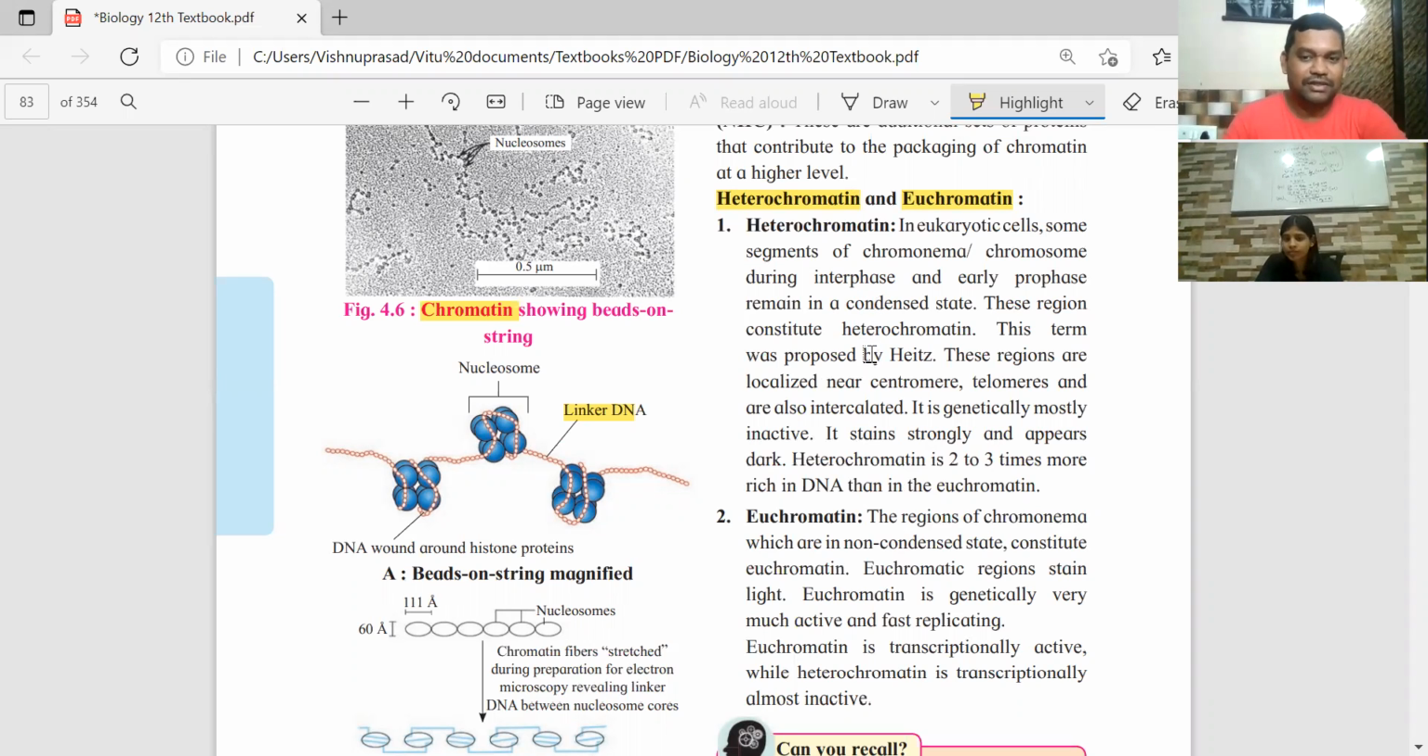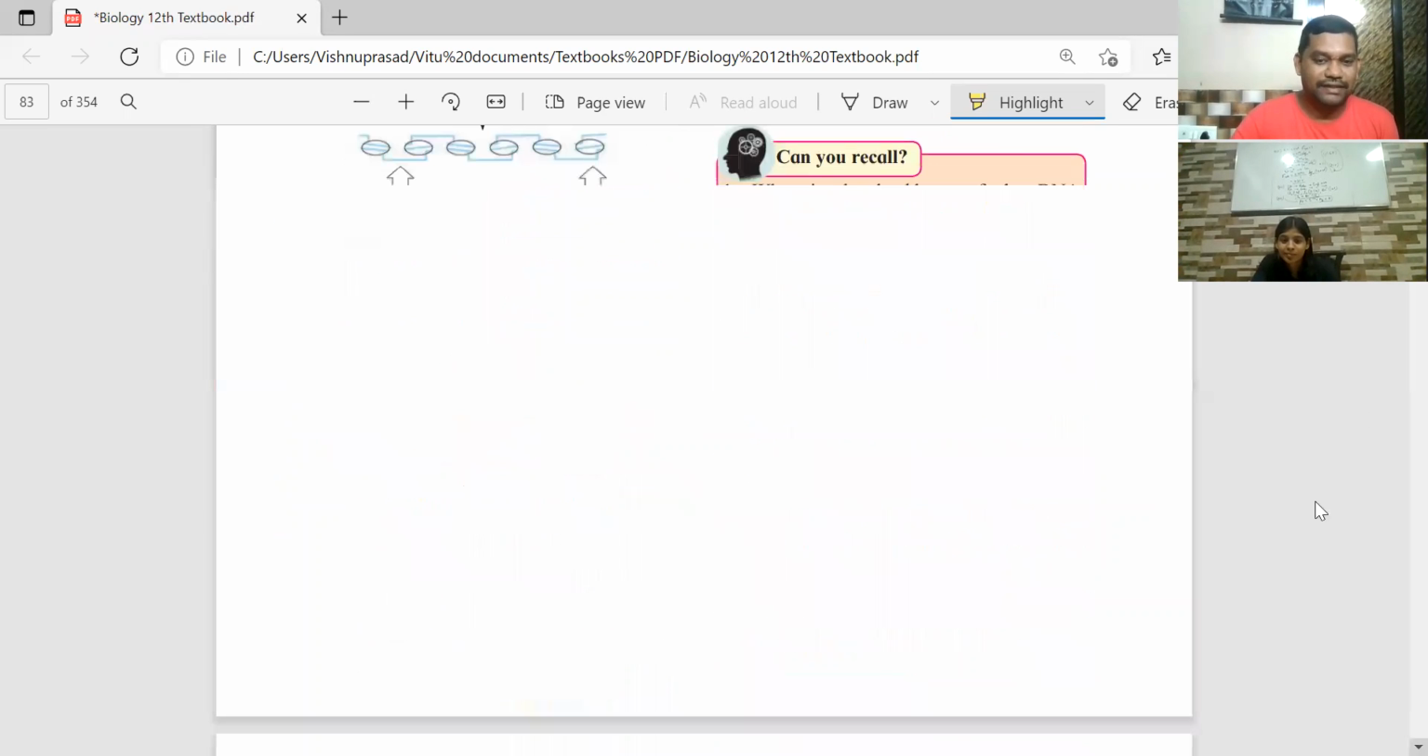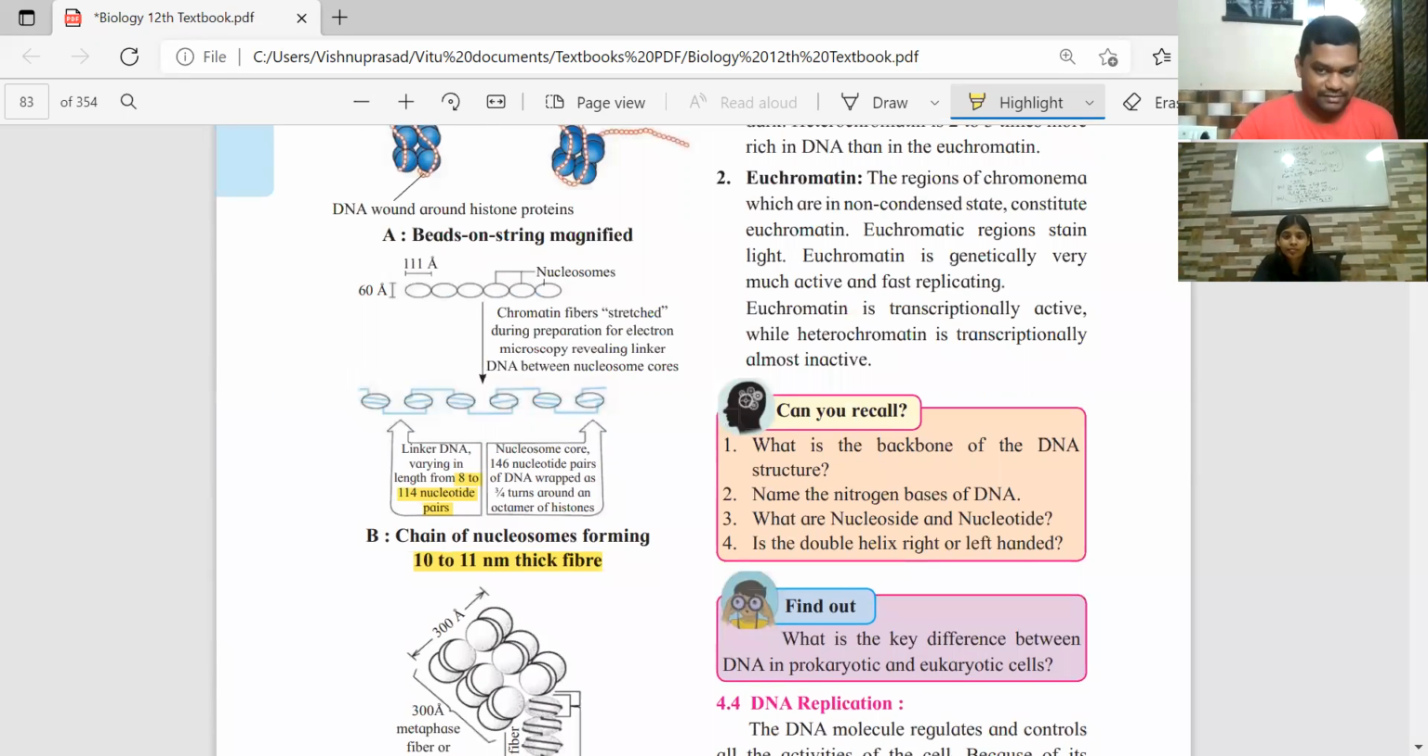तो ऐसे जो regions होते हैं उनको बोलते हैं heterochromatin, कि they are present in the cell but they are inactive. They are condensed. And this term was provided by a person called Heitz. So you have seen the structure of a chromosome in the earlier lesson. You know something called centromere, telomere. जो heterochromatin होते हैं, they are generally located in these centromeres and telomeres.